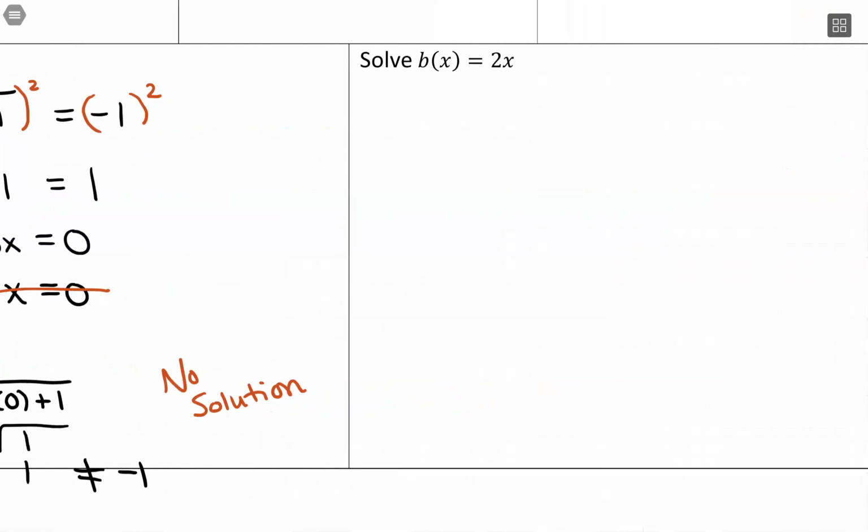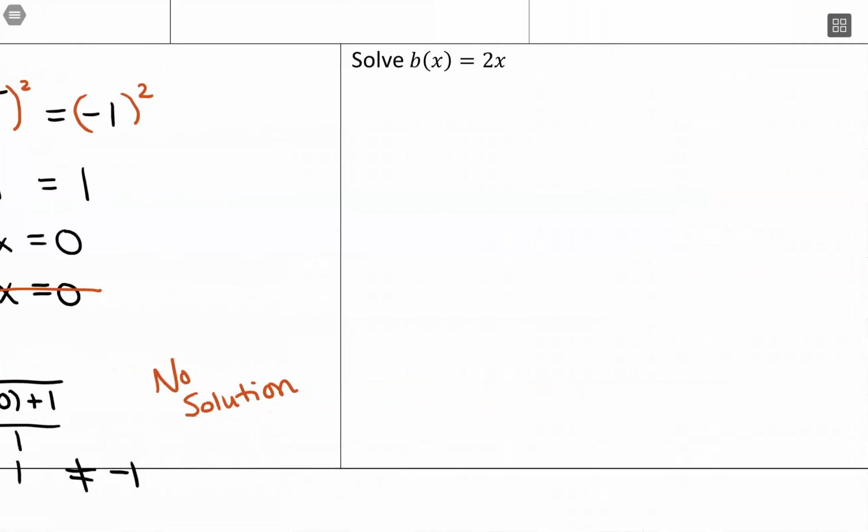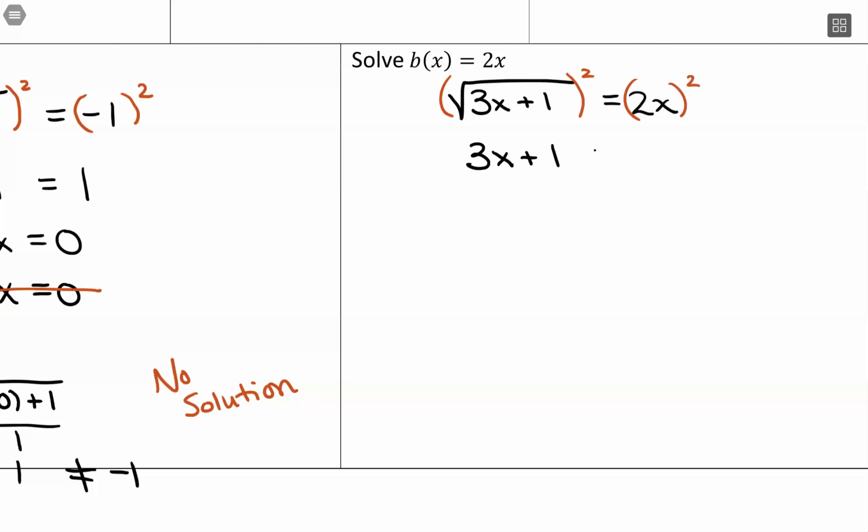Let's look at our next case here. So we're having our function equal 2x. So square root of 3x plus 1 equals 2x. We have our radical all isolated on one side of the equation, so we're going to square both sides. So on the left-hand side, the radical and the exponent would cancel out, so we just have our 3x plus 1. 2x squared should simplify to 4x squared.